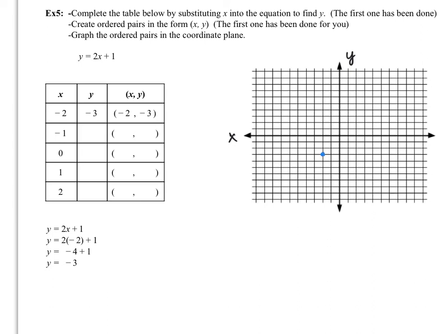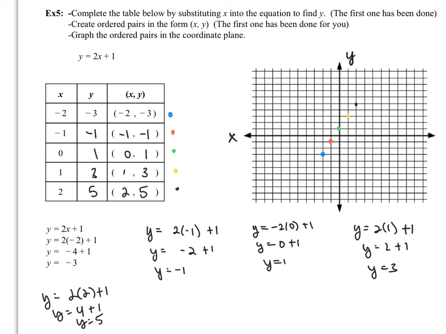So at this point, pause the video, try it for the remaining 4 x values, be sure to fill in your y's, complete your ordered pairs, and then graph. And what you should see is that your points should form a line. Pause the video, press play when you're ready to check your answer.